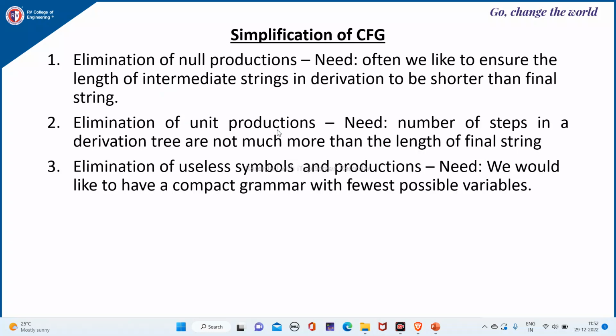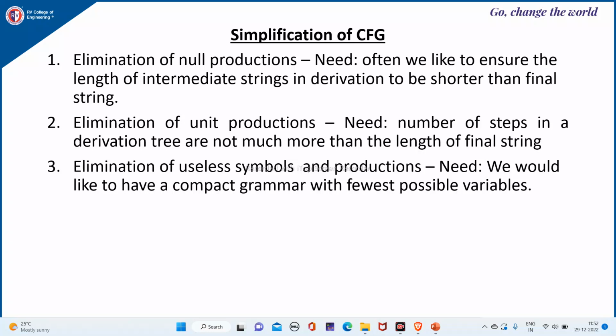Second is the unit production. So a unit production is one where the left hand side of the production and the right hand side of the production consists of a single variable. Like A derives B, capital A derives capital B, where B is just replacing the variable A. Then if again B is a unit production, suppose B derives C, then it is just replacing B by C. So instead of that, I could have replaced A by C itself.